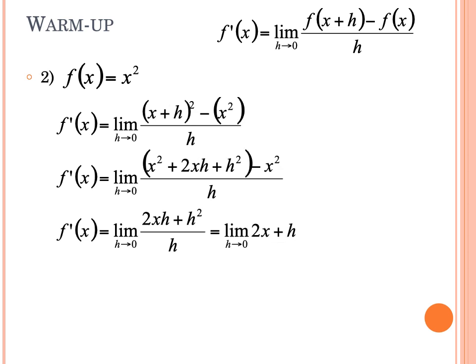Now for this one, x squared, a little bit less algebra to it. When I have x plus h quantity squared, I get x squared plus 2xh plus h squared. The x squared that we subtract cancels out, and then you reduce by dividing by that h, and you get 2x plus h. As h approaches zero, that h is going to go away, and I get my derivative is 2x.